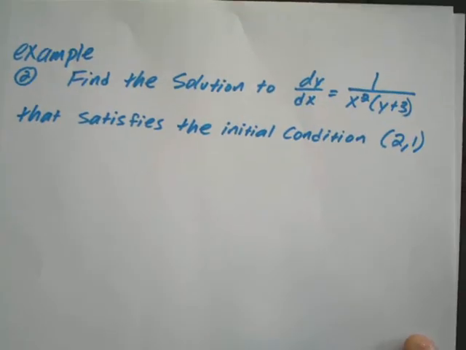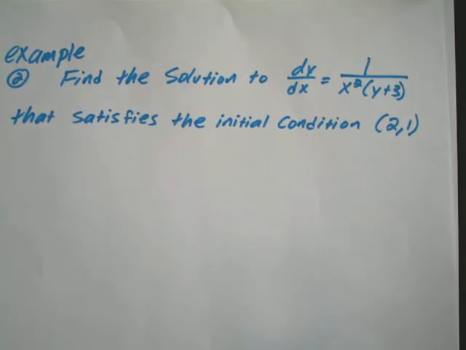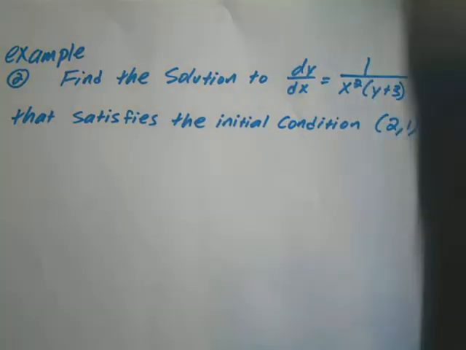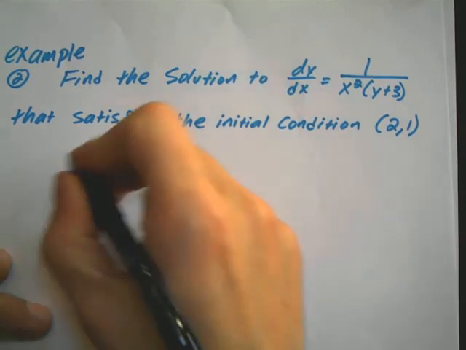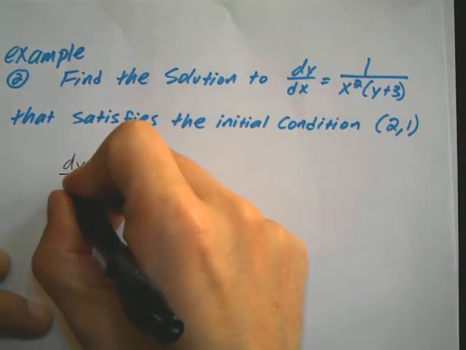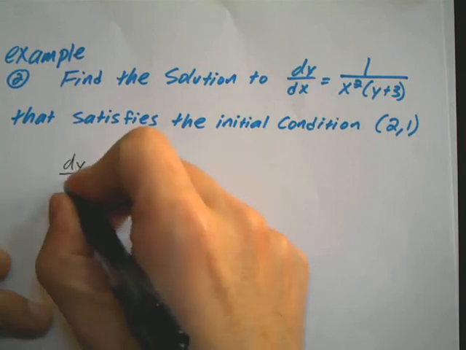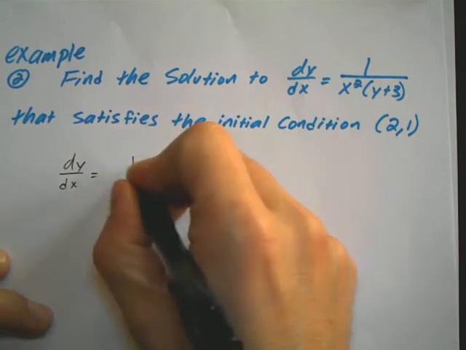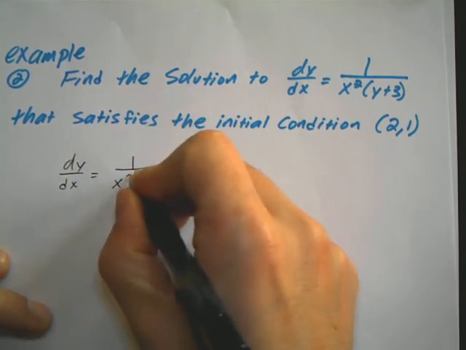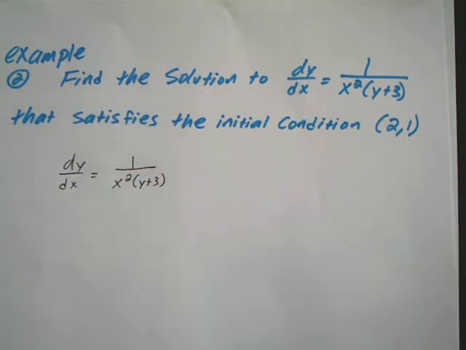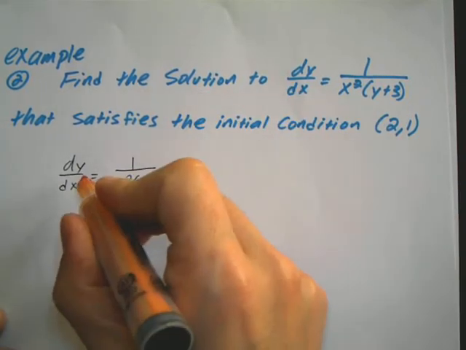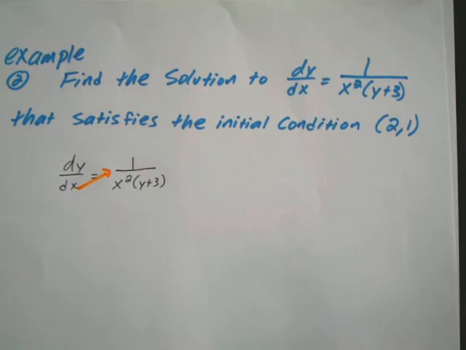We have another differential equation, but this time we want it to pass through a certain point. So again, the technique is you want to cross multiply. You want to get dy in the y terms and the dx in the x terms. So I'm just going to rewrite this over here. Alright, so the first thing I want to do is get this x term and the dx on that side.